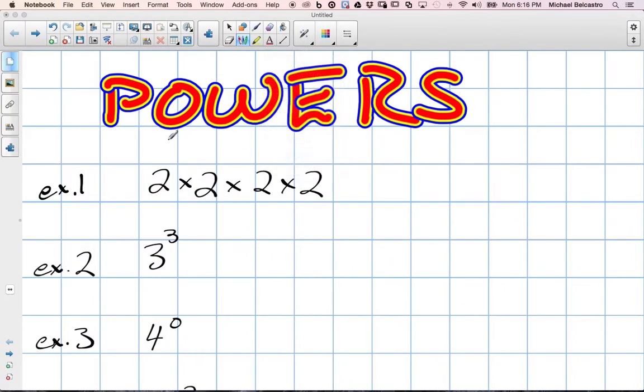Looking at powers, which is essentially the idea of exponents, right? Have you dealt with any exponents before? Not really. Okay, so let's really get into the basics of it then.